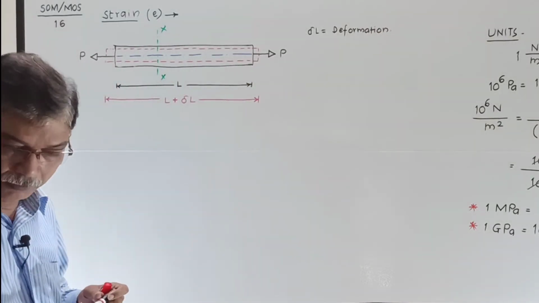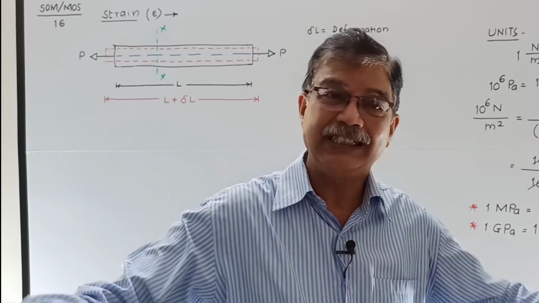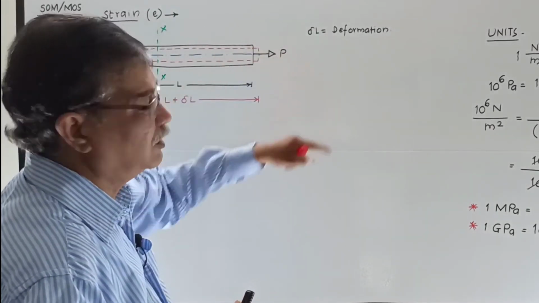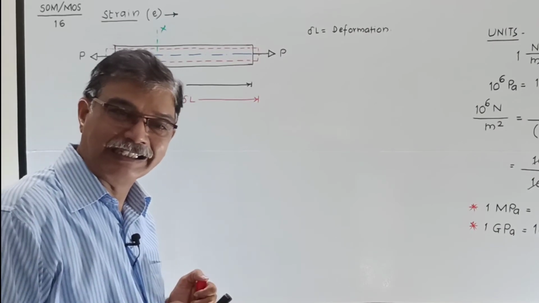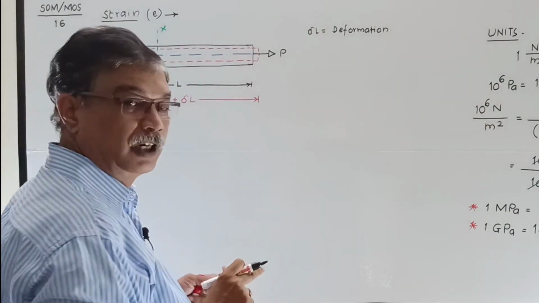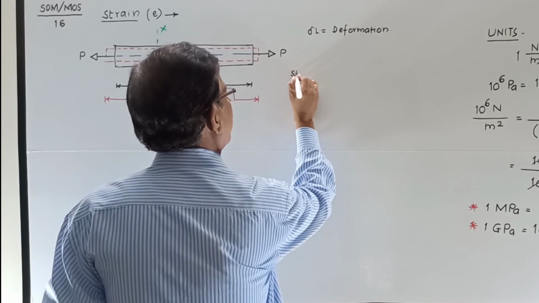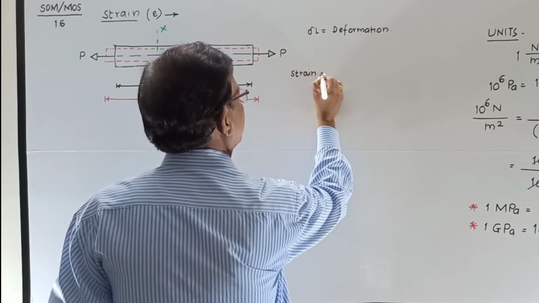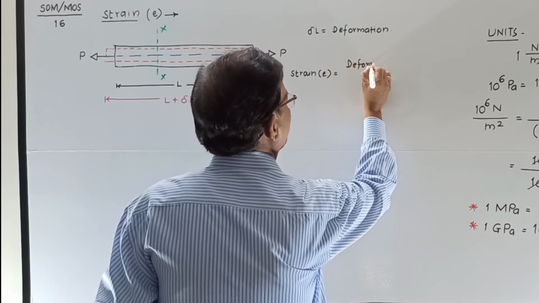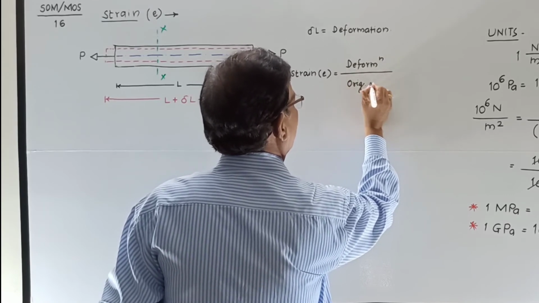Now this extension or deformation is resisted by the material of the body. Therefore, whenever there is a deformation, only then the stress can be induced in the bar. Now this deformation of the bar per unit original length is known as strain. Moreover, as this strain is in the direction of length, it is known as linear strain. So how can you define a strain? Strain, small e, is equal to deformation upon original length.